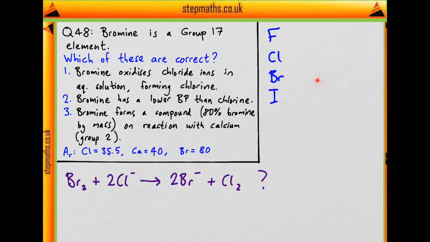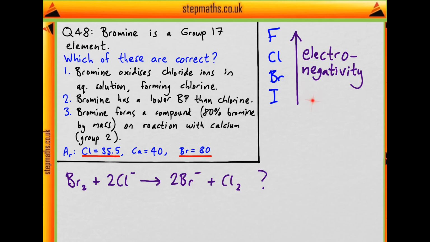Let's have a look at the series of halogens. We've got fluorine, then chlorine, then bromine, then iodine. And if you can't remember the order, you're actually given the masses of bromine and chlorine, so you can work out which is heavier from this, and therefore lower down in the group. And so we know that electronegativity increases up the group, so we can see that chlorine is the more electronegative of the two. So what does this mean? That chloride is more favourable than bromide is, so the reaction will actually go the other way. So we can say that the statement is wrong.